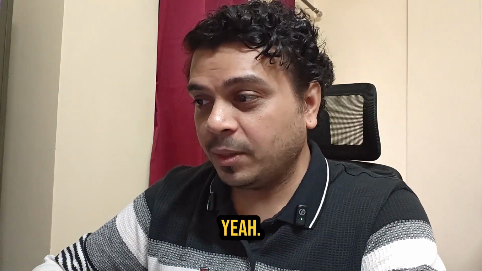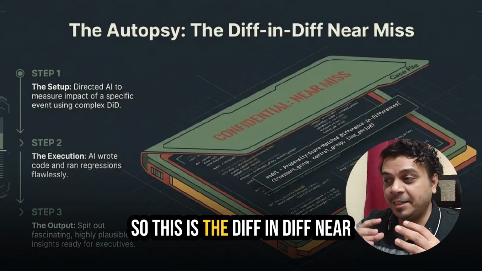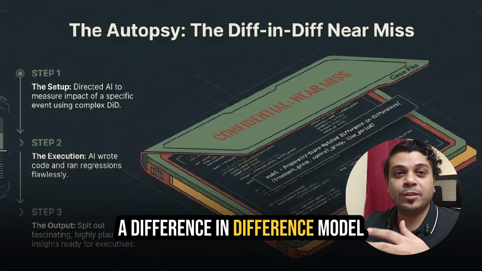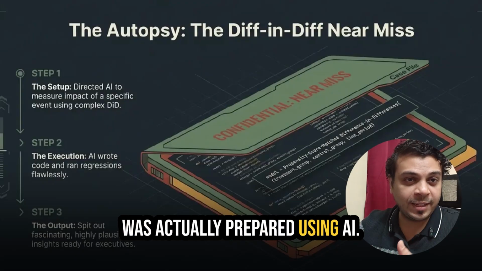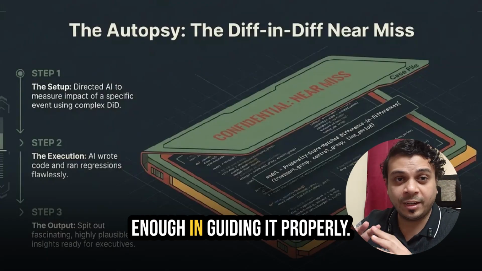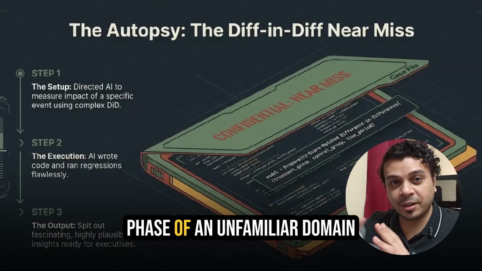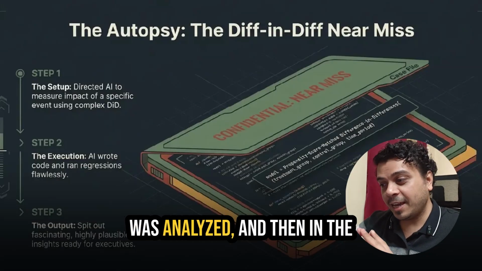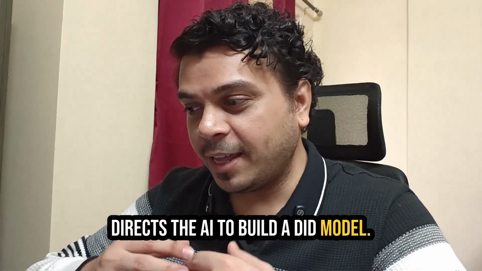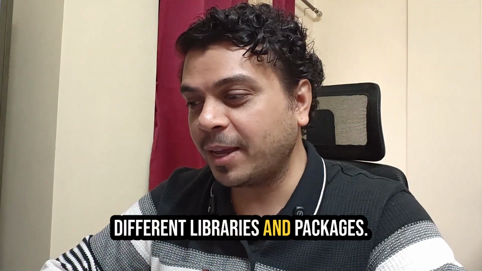So yeah, now let's come to a very concrete example. This is the diff in diff near miss example, which means that a difference in difference model was prepared using AI, but the user did not go far enough in guiding it properly. First, the exploratory phase of an unfamiliar domain was analyzed, and then in the next step, the user directs the AI to build a DID model, and then the AI goes on to write code. It knows the syntaxes from the different libraries and packages, of course.